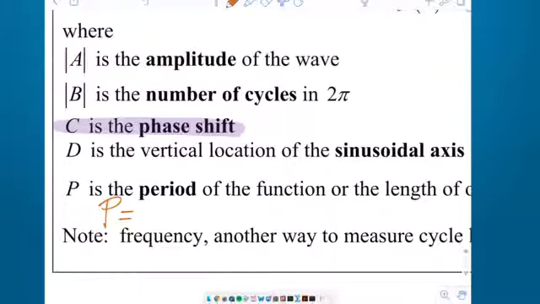What if B were 4? Now from 0 to 2 pi, I see 4 full cycles. Instead of the original 1, what's the length of each one? It should be a fourth of what it used to be, which was what? 2 pi.